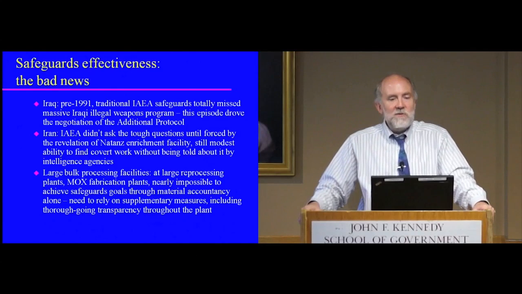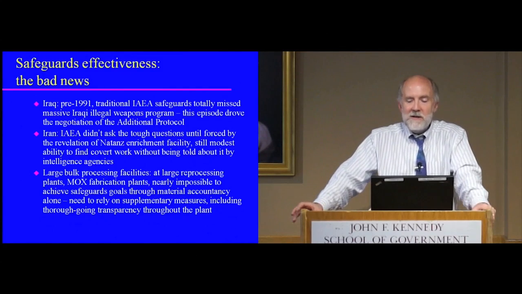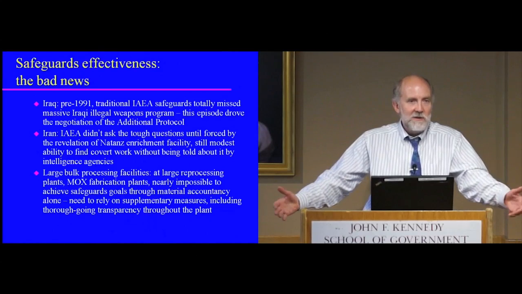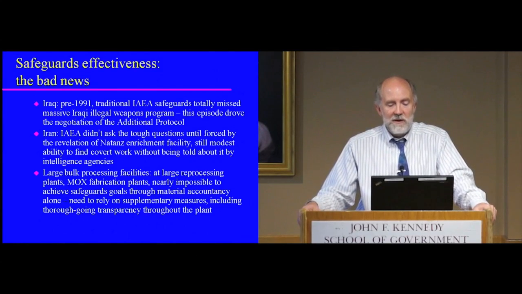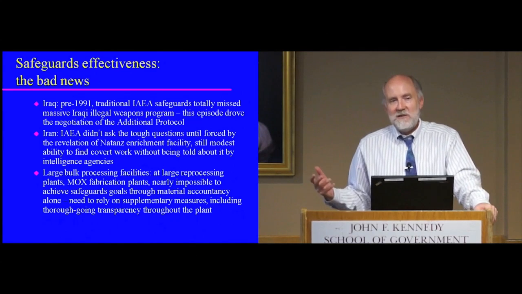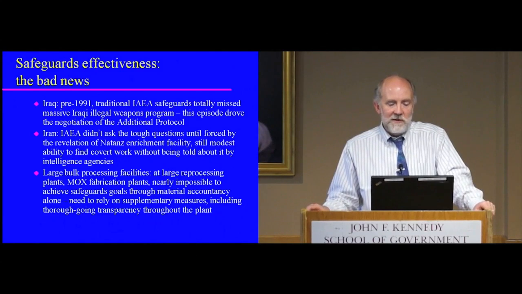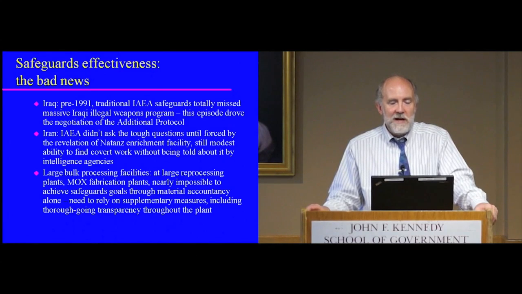But there's bad news as well. In Iraq before 1991, the IAEA didn't detect anything and totally missed a huge nuclear weapons program. In Iran, the IAEA really didn't ask the tough questions until it was embarrassed by the revelation that Iran was building this large enrichment facility at Natanz. And it still has quite a modest ability to find covert activities without being told about them by intelligence agencies.